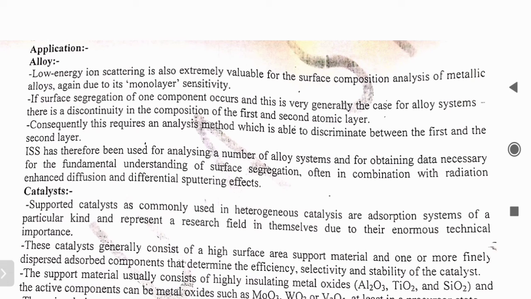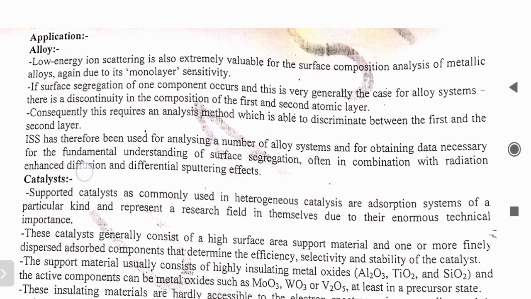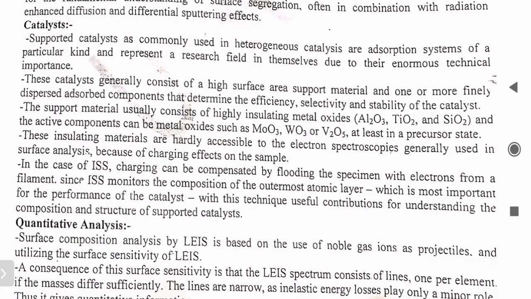The basic and main advantage of this low energy ion scattering technique is its accuracy to determine the surface composition. So it has a wide range of application in the alloys and catalyst industries.